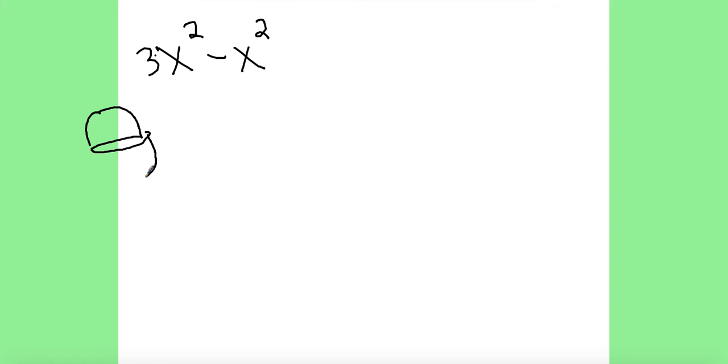Now, it's a very similar concept for if we have subtracting, right? So let's say I have something like 3x squared minus x squared. Well, again, if we think about a basket, okay, I can't evaluate this, but I can simplify it. In my basket, there's 3x squared.